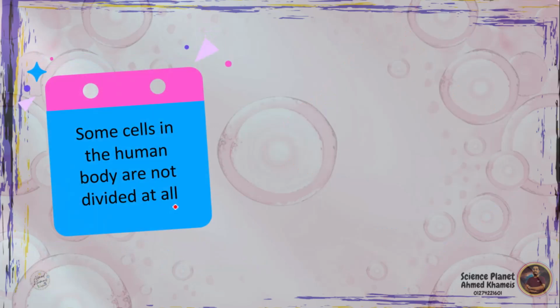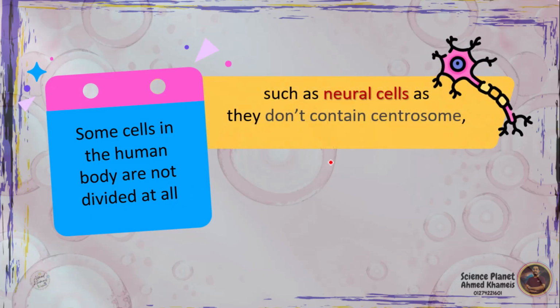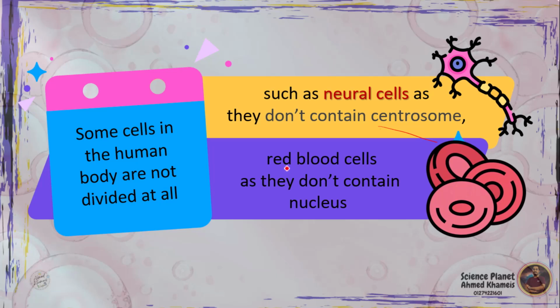And notice that some cells in humans cannot divide, like the neural cells, because they don't create a centrosome. And we will learn that the centrosome is an important organelle in the cell because it's responsible for formation of the spindle fibers, which are necessary for cell division. And also the red blood cells cannot divide because they don't contain a nucleus.